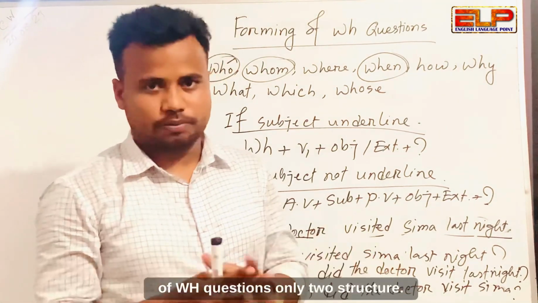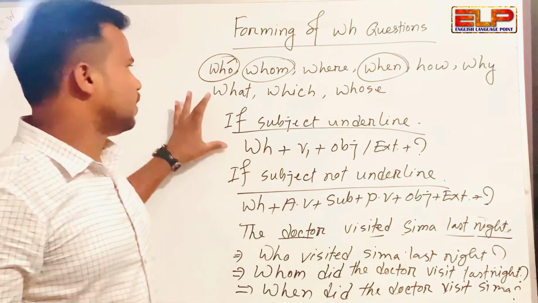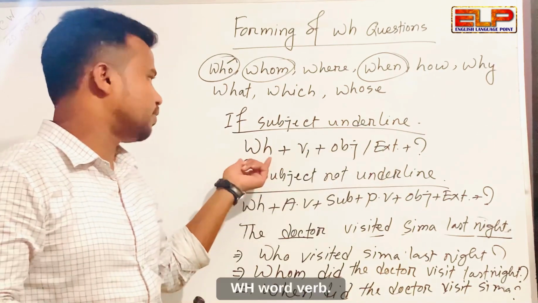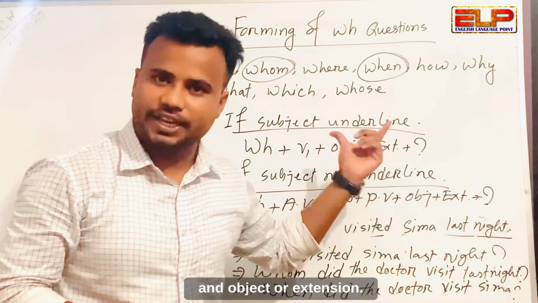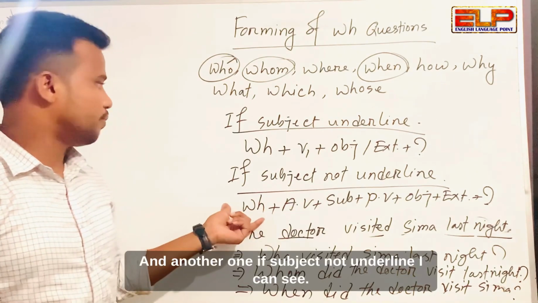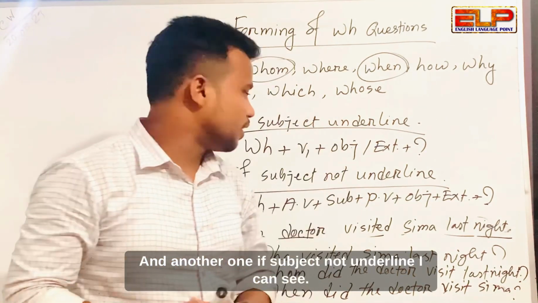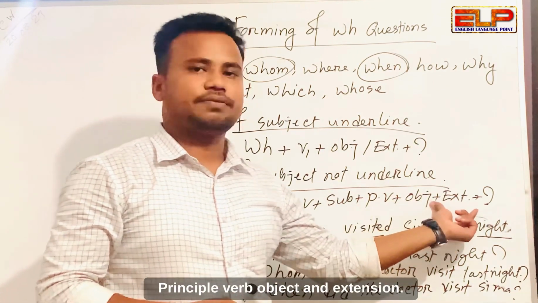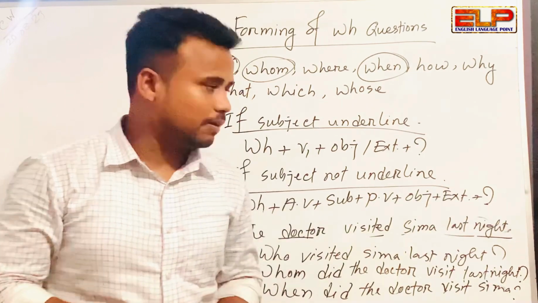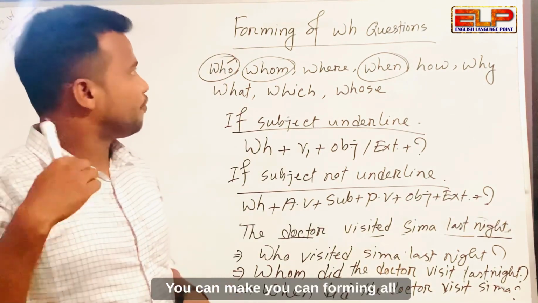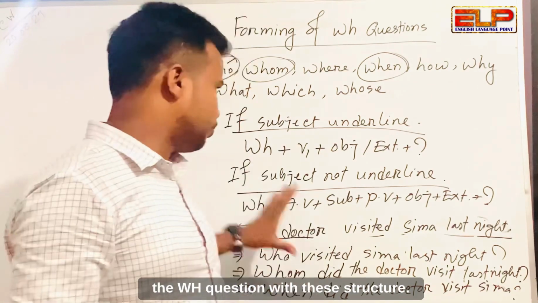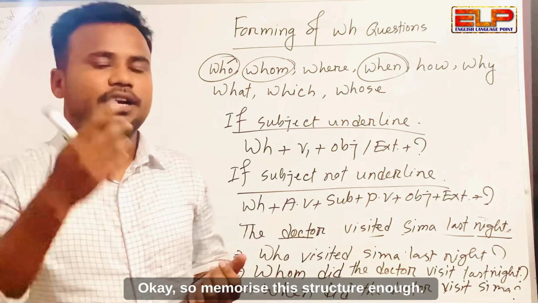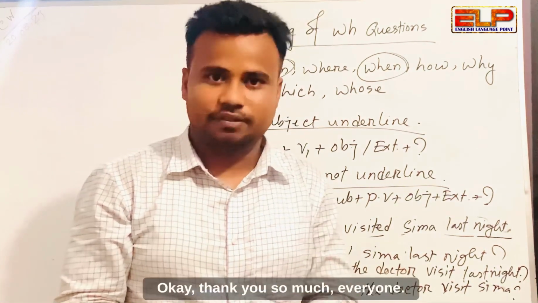So guys, with these two structures we can make a lot of questions. The first one is if the subject is underlined, you can use this structure: WH word, verb 1, object or extension, then the question mark. And the other one is if the subject is not underlined, then you can use WH word, auxiliary verb, subject, principal verb, object or extension. You can form all the WH questions with these two structures. Okay, so memorize these structures and try to make another question. Okay, thank you so much, everyone.